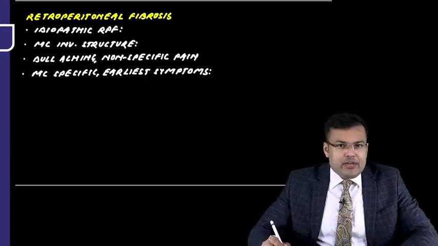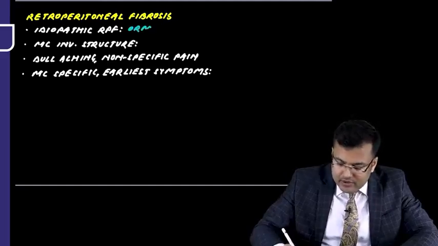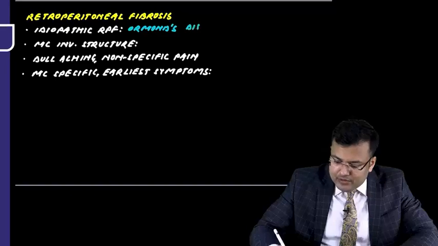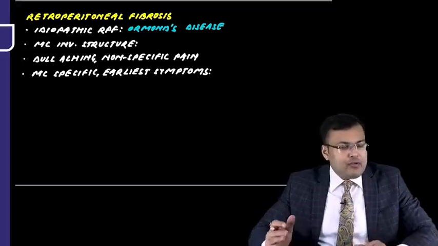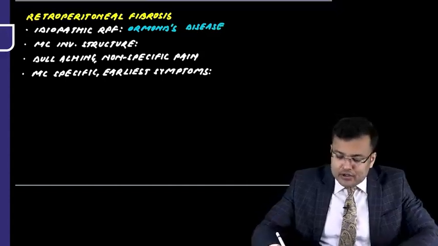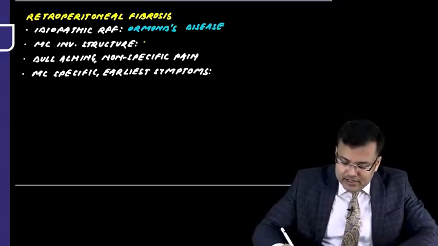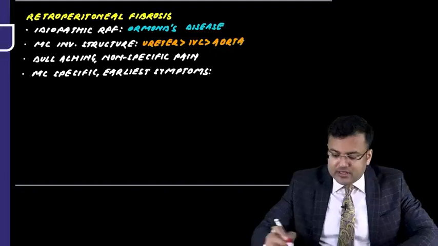Idiopathic retroperitoneal fibrosis is known as Ormond's disease. Clear? So in retroperitoneal fibrosis, what are the structures mainly involved? There is involvement of ureter, IVC, and aorta. Which one is most commonly involved? Ureter is most commonly involved, after that IVC, after that aorta.